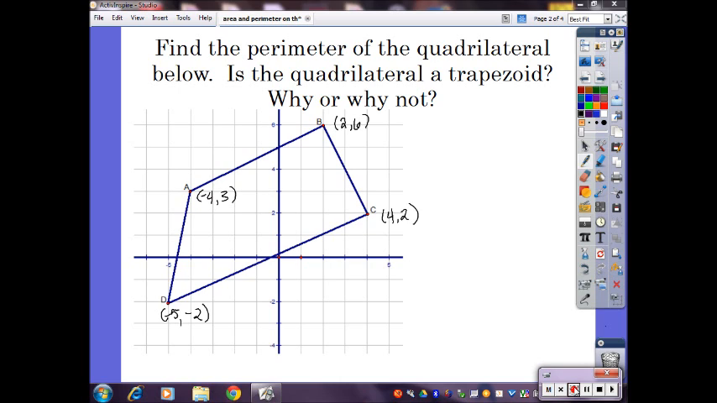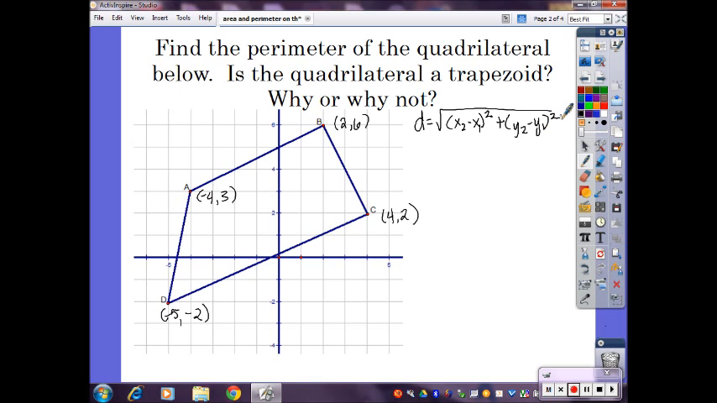Well, when we have a figure on the coordinate plane and we need to know the length of a side, we use the distance formula. And the distance formula is the square root of x2 minus x1 squared plus y2 minus y1 squared.